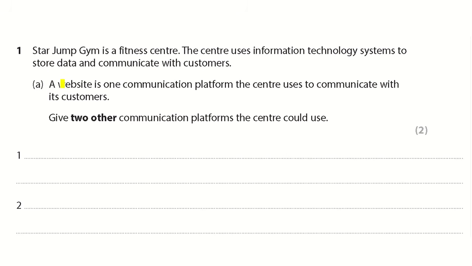So I'm going to start to have a look at my keywords. My keyword is a website, and I need to know that that is their communication platform. What's it asking me to do? Give 2 others. It's 2 marks, it's a give question, so that is just 2 simple responses and it's just stating the methods.